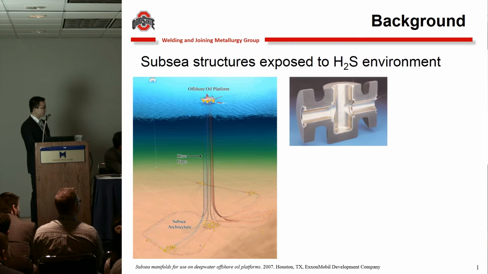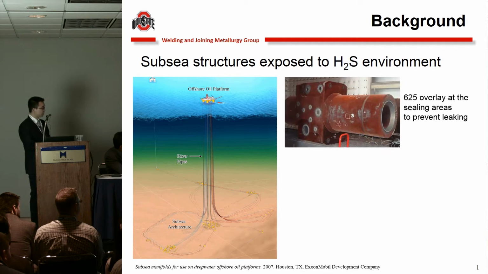Another type of equipment they built is this one. This type is only partially cladded in the sealing area. This area is connecting the pipes. In order to prevent leaking, they make the 625 overlay there. But such equipment still faces the problem of surface stress cracking.